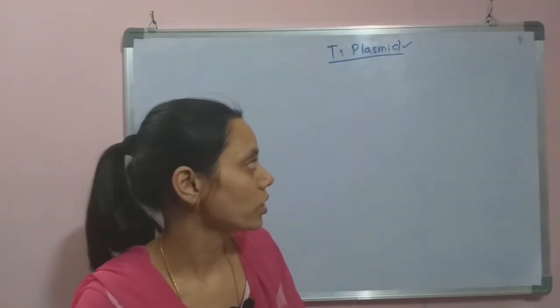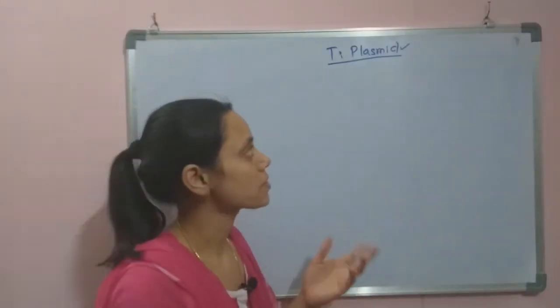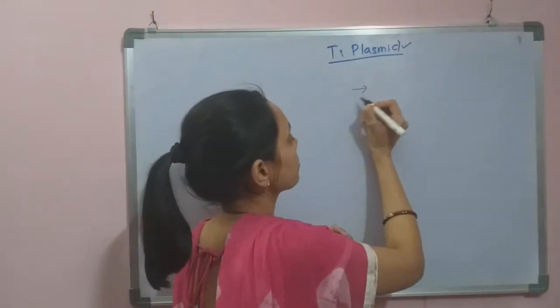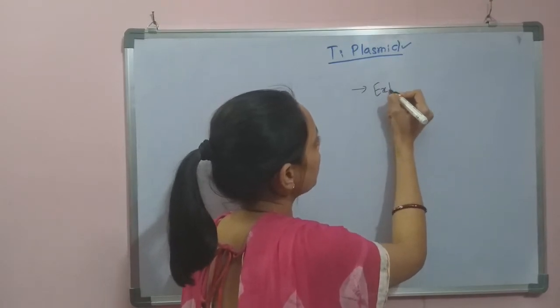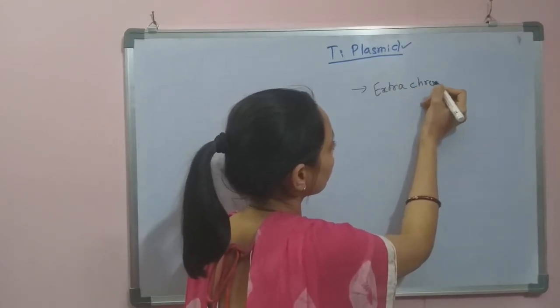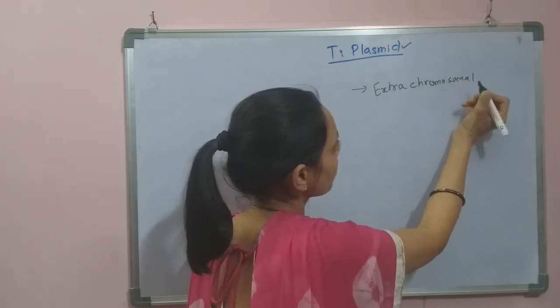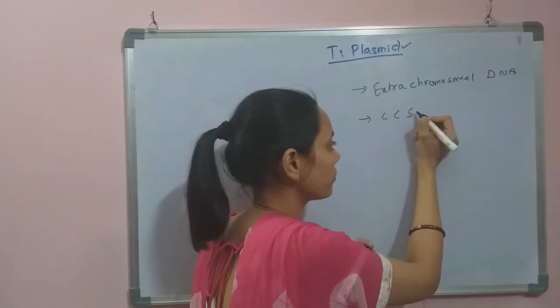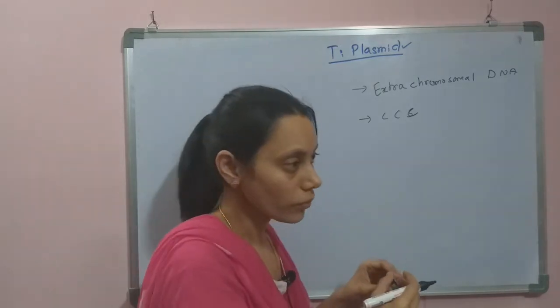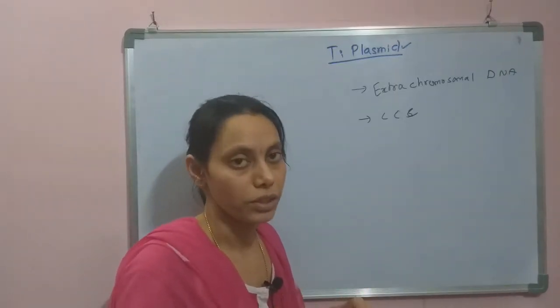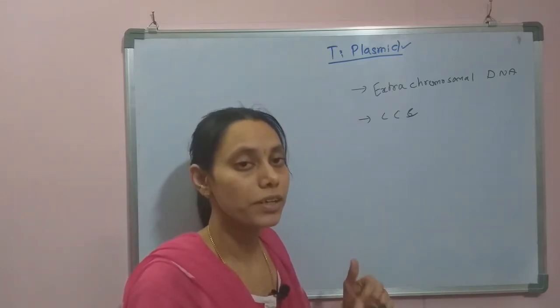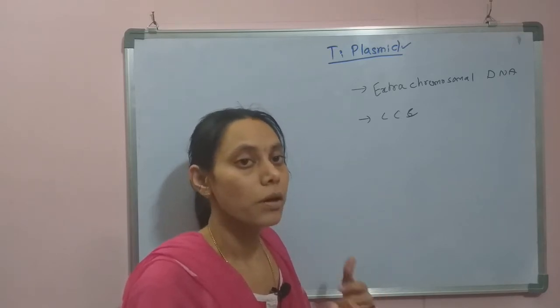So coming to the first point, what exactly is the TI plasmid? As the name indicates, it's a plasmid. That means it is an extra chromosomal DNA, which is covalently closed, circular, and it has self-replicating ability. That means it will not depend on the main chromosome in the bacteria for its replication. It has its own replicative machinery.